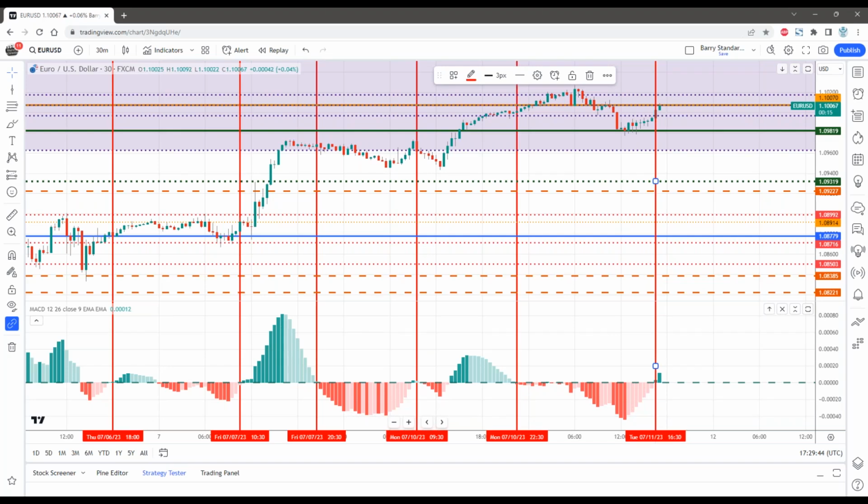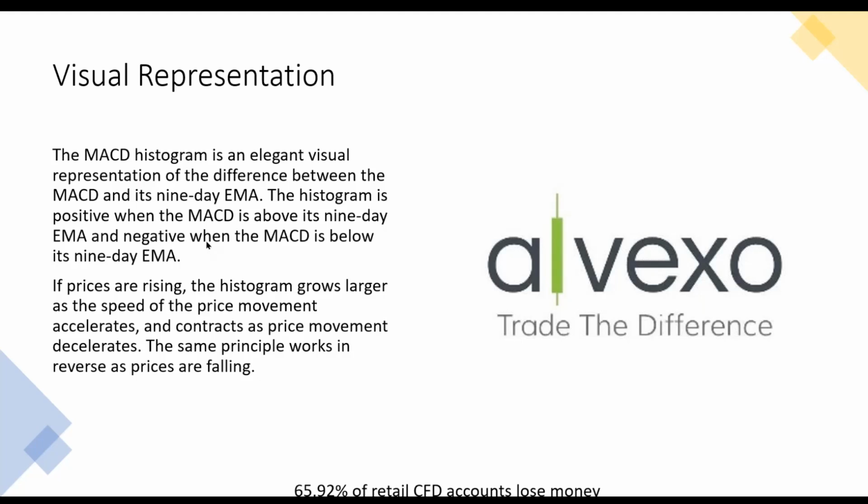So let's go back to my PowerPoint for a minute here. Okay, so the MACD histogram is an elegant visual representation of the difference between the MACD and its 9-day EMA. The histogram is positive when the MACD is above its 9-day EMA and negative when the MACD is below. If prices are rising, the histogram grows larger as the speed of the price movement accelerates and contracts as the price movement decelerates. The same principle works in reverse as prices are falling.